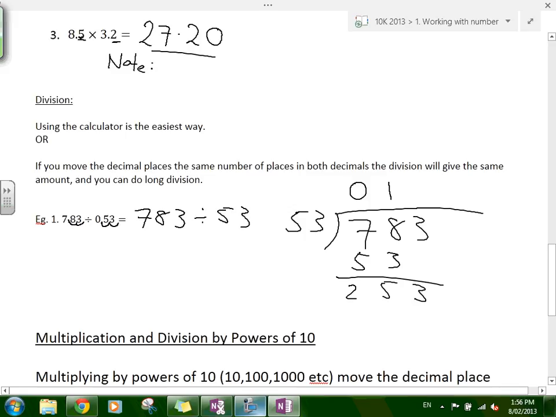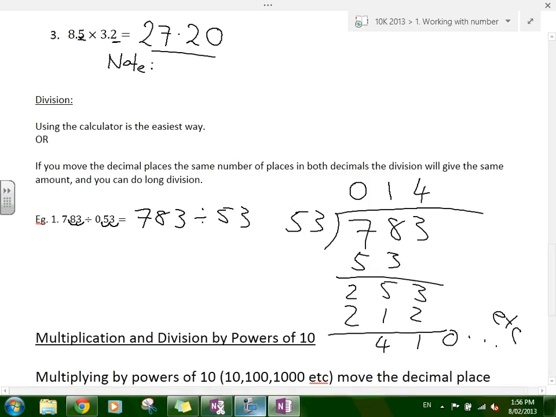253. 53 fits into 253 how many times? Doesn't fit in 5 times. So it's going to be 4 times. So then we have 4 times 53 is 212. And we get 41. Doesn't fit. 410. Dot, dot, dot, etc. You can see that this is quite a laborious sort of long process. We're not really interested in doing this by hand.